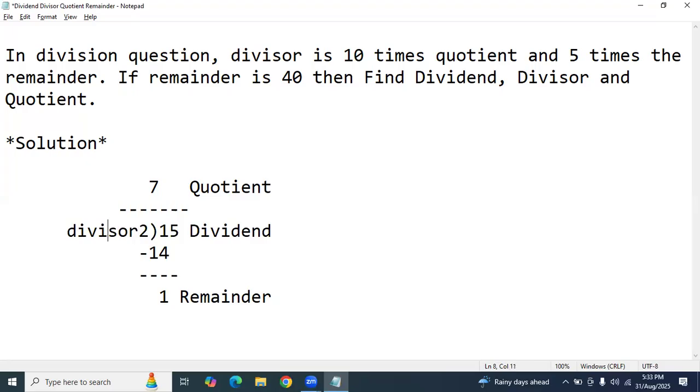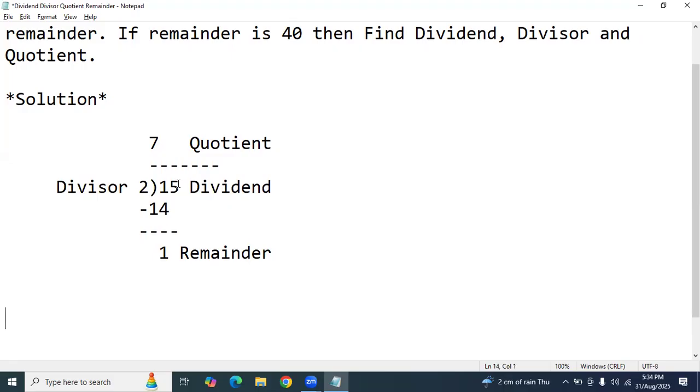Let's just look at it again. When we are doing 15 divided by 2, we got the answer as 7. 7 is the quotient, 1 is the remainder. The number by which we divide is called the divisor. The number which we divide, the bigger number, is the dividend. Out of these four, divisor, quotient, dividend and remainder, the dividend will always be the biggest. 15 is the dividend, 2 is the divisor, 7 is the quotient, and 1 is the remainder.